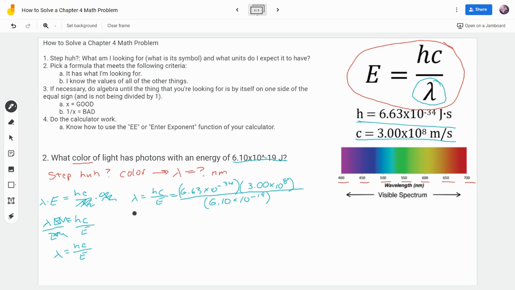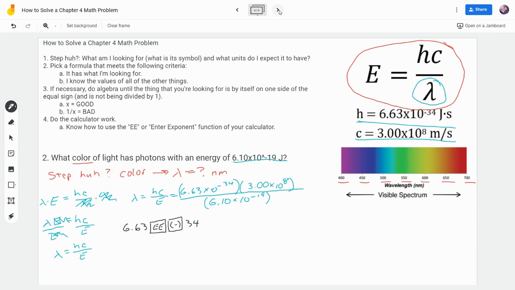It's annoying. So what I would type to get this on mine is 6.63, and then I have an EE button. This is why I like this calculator so much. I don't have to hit second and then something else. I just hit EE on my calculator. It saves me a little bit of time. Sounds like a small thing, but if you're taking a lot of science classes, that makes a difference. You'll make far fewer typos. So 6.63 EE minus, and then 34.